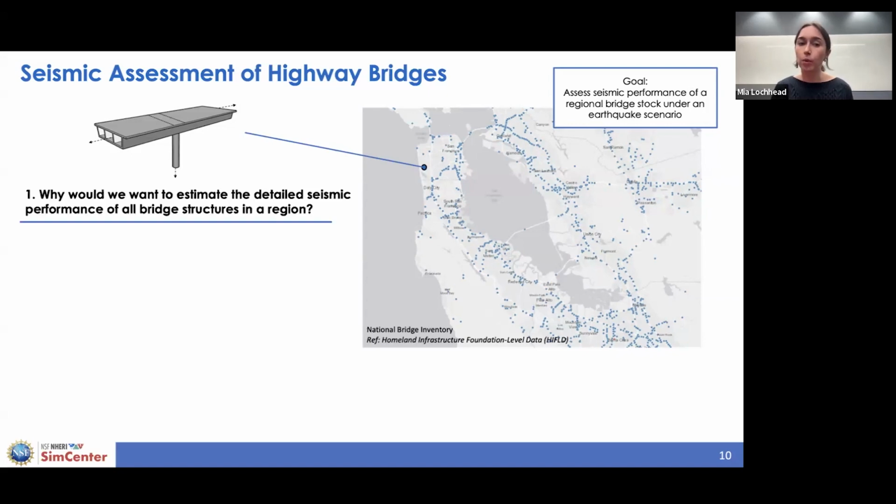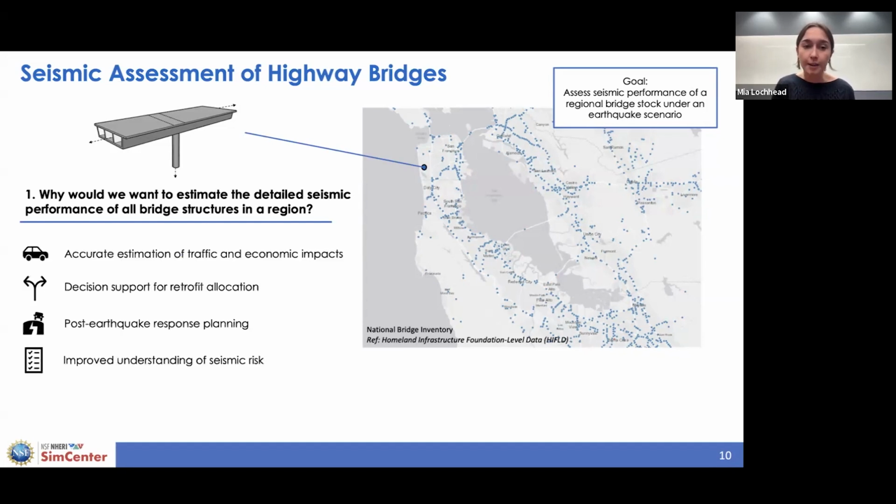First of all, why would we want to estimate the detailed seismic performance of all of these bridge structures in a region? We already have tools to assess these types of structures using a methodology like HAZUS. So we should have a reason why we want to go farther and have this really detailed understanding of seismic performance. I think there are a few reasons why this could be important in the context of highway bridges. First of all, it provides a much more accurate understanding of bridge damage. And thus, a more accurate estimation of bridge damage transfers to a more accurate understanding of traffic and economic impacts of an earthquake.